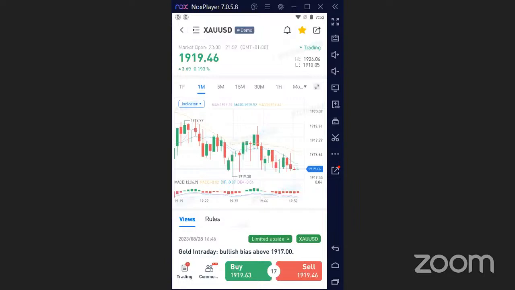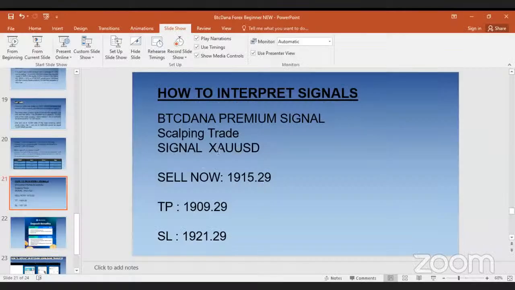In case you didn't get the chance to take the shot, let me just reshare for you guys. I just want us to understand how this works. So you see, this is our signal. The signal is XAU USD. That is the pair we want to trade. This is what we want to trade, XAU USD. And what is the signal? The signal is sell. Okay, sell now.